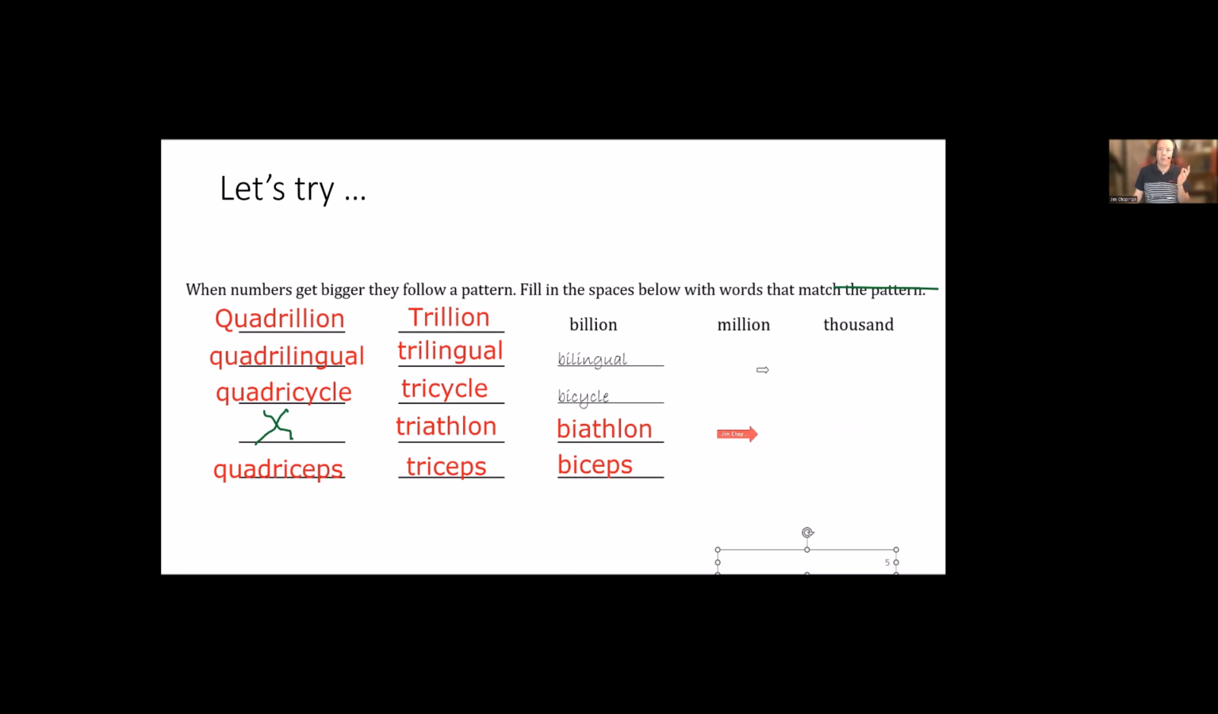All right, my teaching point is, yes, numbers, but more importantly, can you understand word groups? So you can see quadrillion is 4, quadrilingual is 4, quadricycle is 4 wheels, quadriceps is 4 muscles, tri is 3, trilingual is 3 languages, tricycle is 3 wheels, triathlon is 3 activities or 3 events within one big sport. Triceps are 3 muscles, biceps are 2 muscles, biathlon's 2 activities, bicycle is 2 wheels, bilingual is 2 languages. Billion. So yes, it's big numbers, absolutely. Sometimes it's numbers we don't see every day. But what's really important for you is can you understand the patterns?